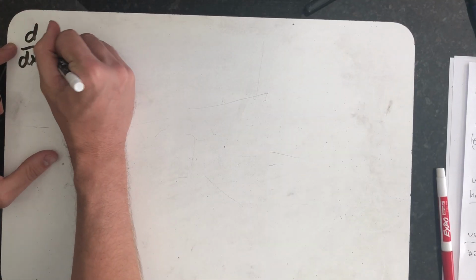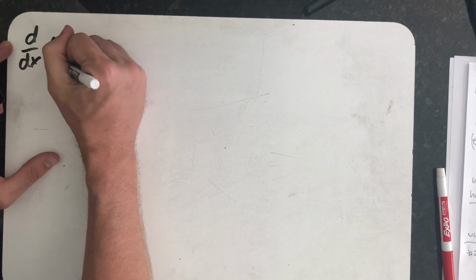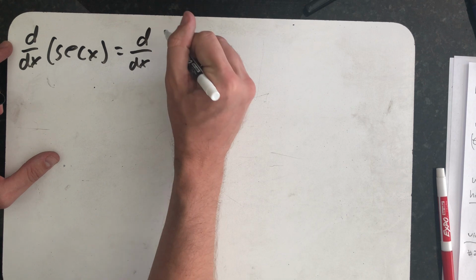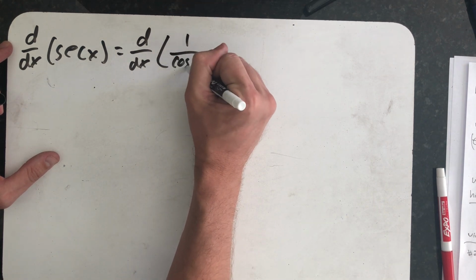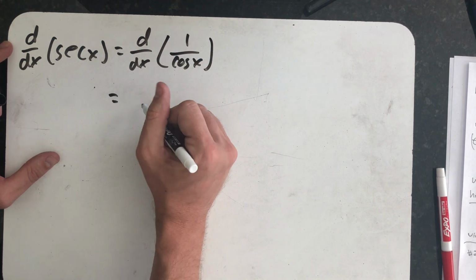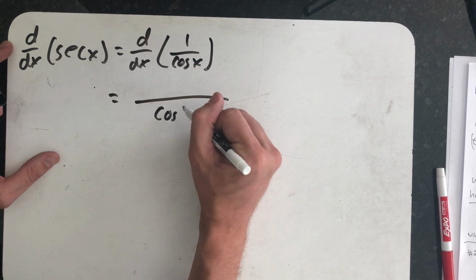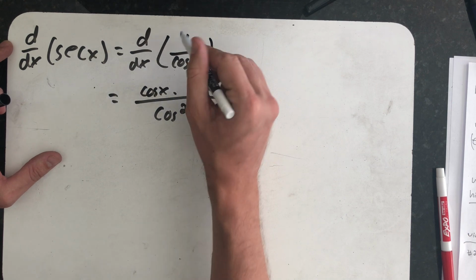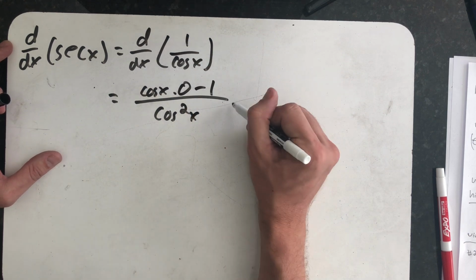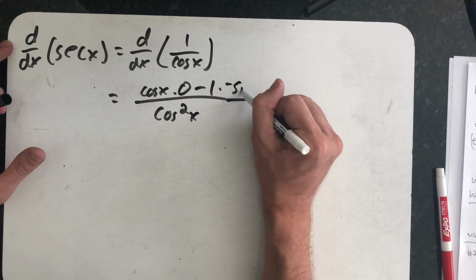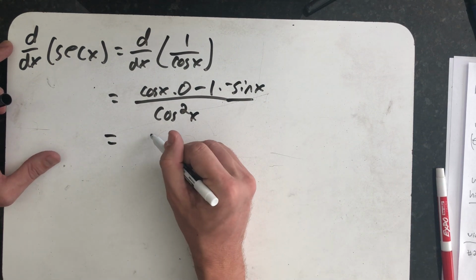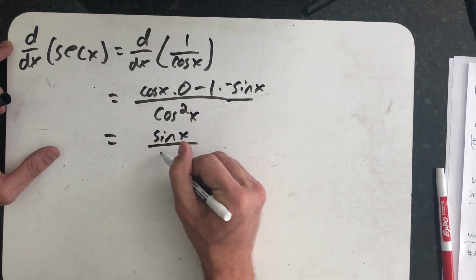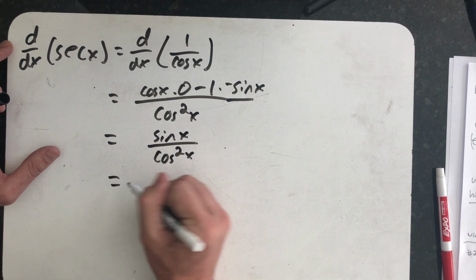One of the nice things about going through all these derivations is that it's basically just a good chance to practice using the quotient rule. All right, the bottom gets squared. And then I have the bottom times the derivative of the top minus the top times the derivative of the bottom. So here that would be 0 plus sine x. So I have sine x on the top and a cosine squared x on the bottom.